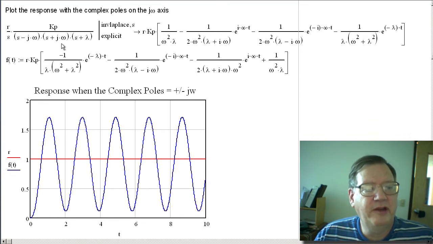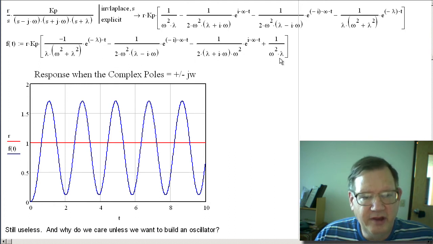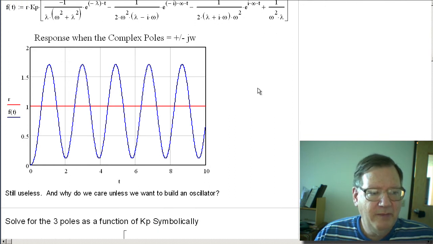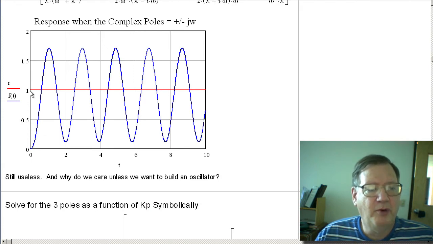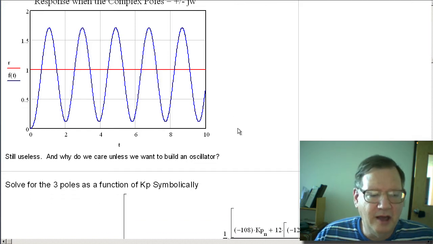So again, I'm using the desired characteristic equation in the denominator, and I can do the inverse Laplace transform. So this is the equation, and you can see that again I have a set point of 1, but the response is not usable. So again, more wasted time.